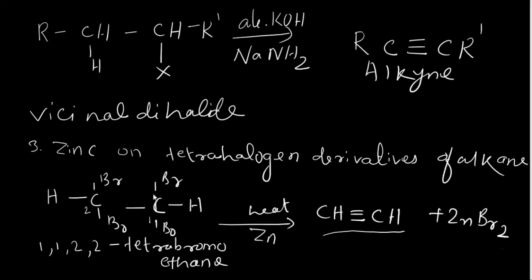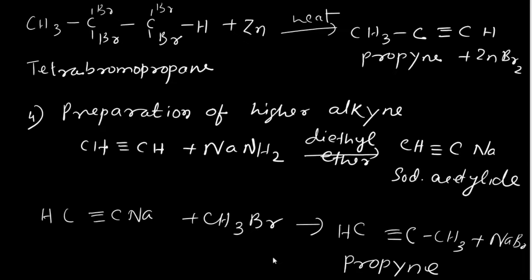In position one there are 2 bromines, and in position 2 there are 2 bromines, so it is called 1,1,2,2-tetrabromoethane, and it gives how many carbons? 2 carbons, and the name is ethyne. What is the name? Ethyne. So this is the very simplest method, and then come to the other method you can observe.